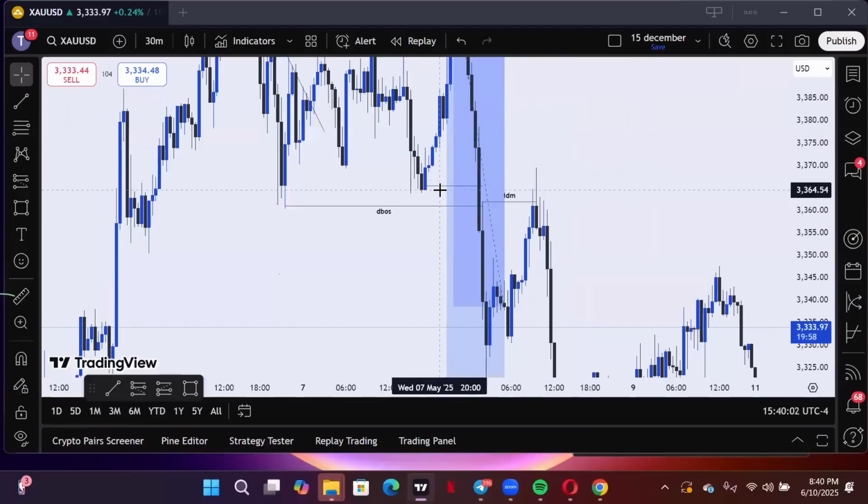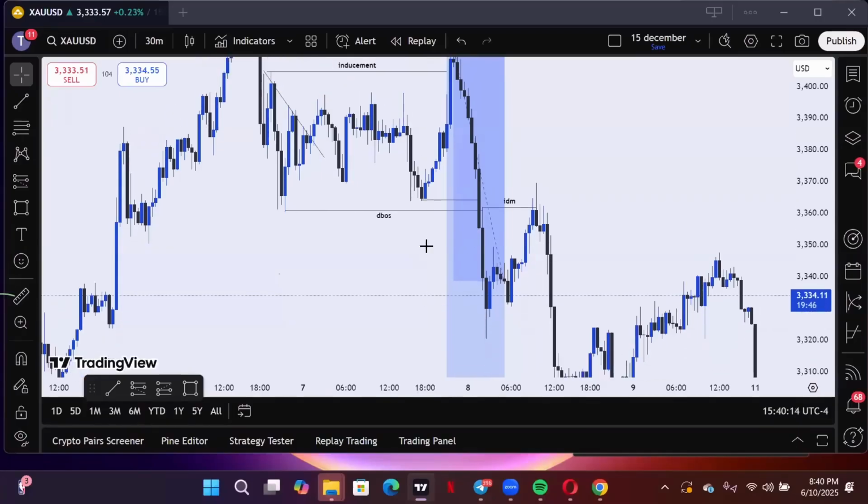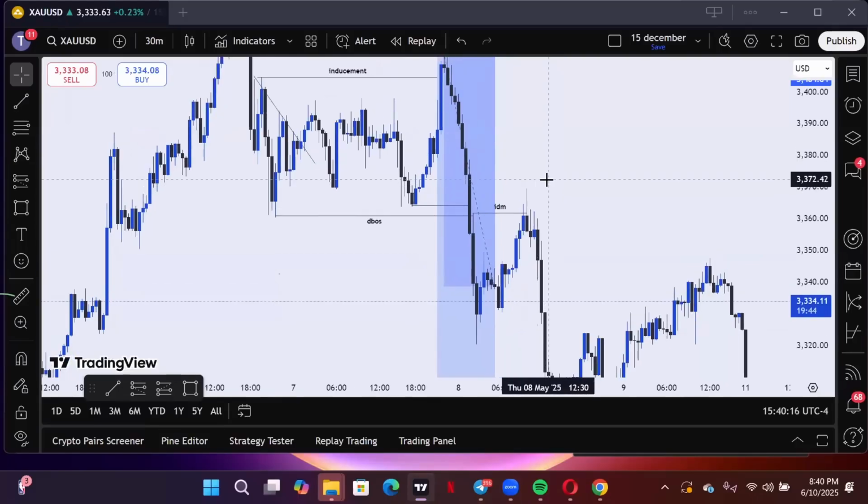So the first rule is there must be a market structure shift or a double breakout structure. So we got the first. The second rule is there must be what? An inducement / liquidity. So we got the second. The third rule says the point of interest we are looking to pick needs to be what? Unmitigated.